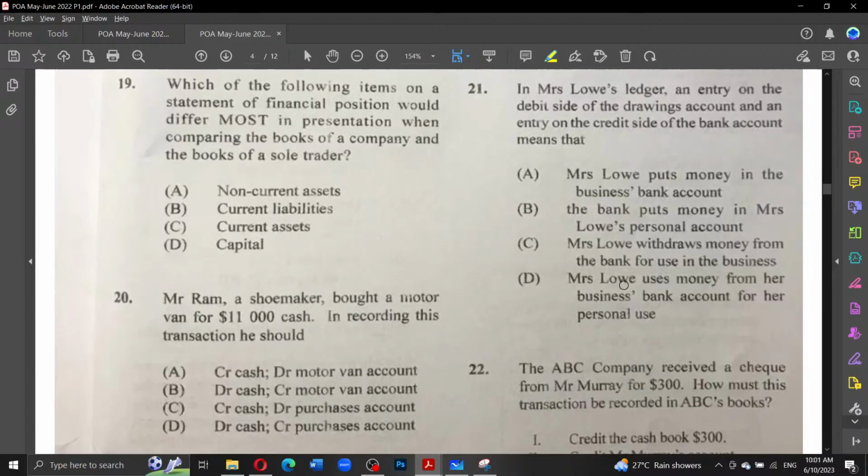When comparing the books of a company and the books of a sole trader. Alright, so we have current and non-current assets. A sole trader and a company can use almost the same non-current assets. This wouldn't change. Current liabilities are almost the same, just one thing will differ, probably the dividend that's owing. Current assets are technically the same as a sole trader. So the thing that will differ the most is actually capital.